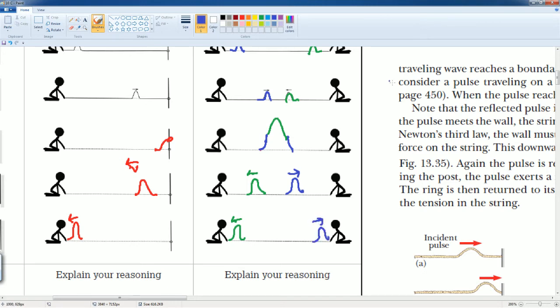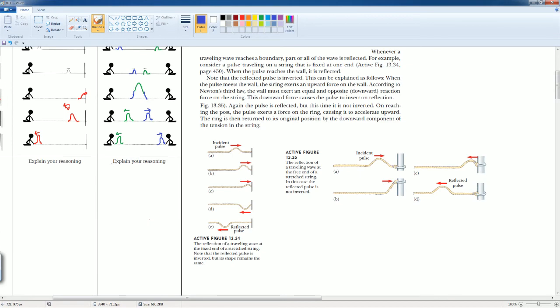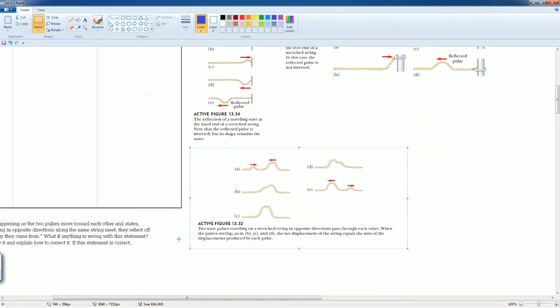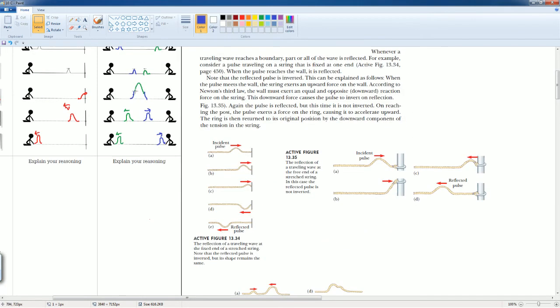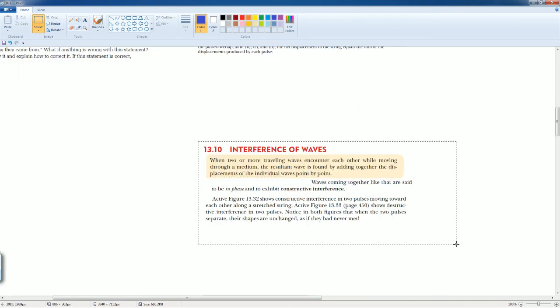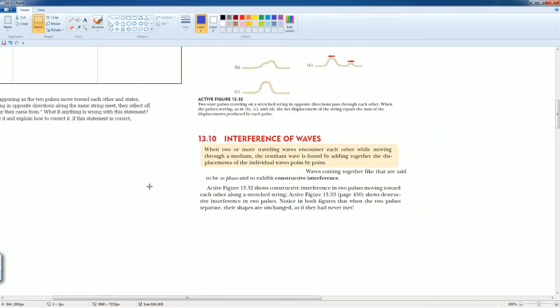All right, and I'm not going to write the explanation. I'm just going to read you the explanation. It comes from the book. All right, here it is. Two wave pulses traveling on a stretched spring in opposite directions pass through each other. While the pulses overlap, right here, they overlap constructively. The net displacement of the string equals the sum of the displacements produced by each pulse. Right? This is the idea of interference of a wave.